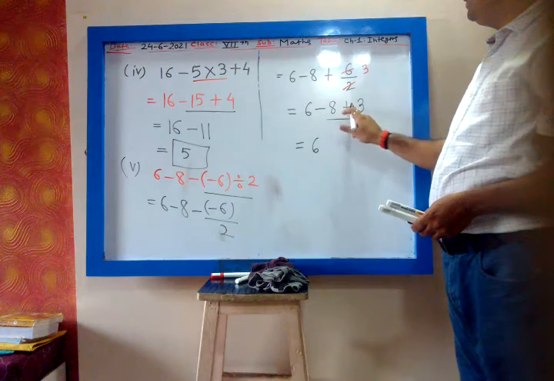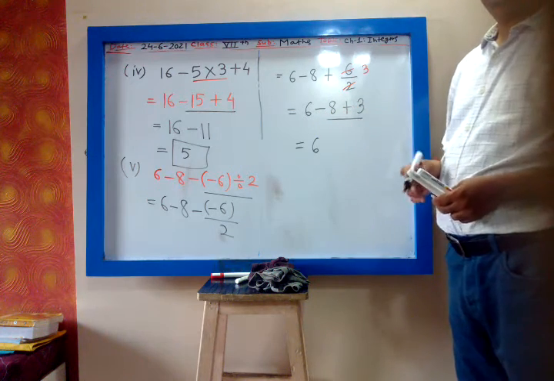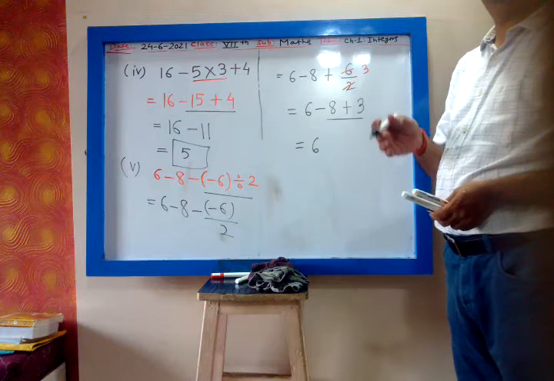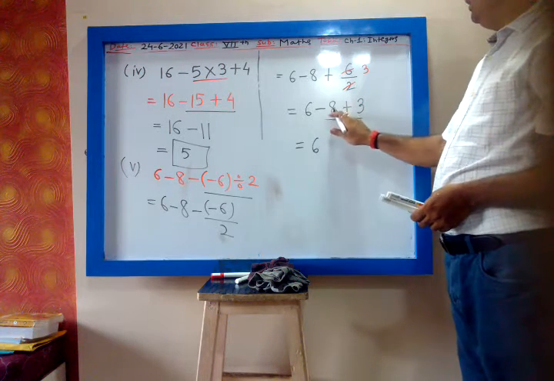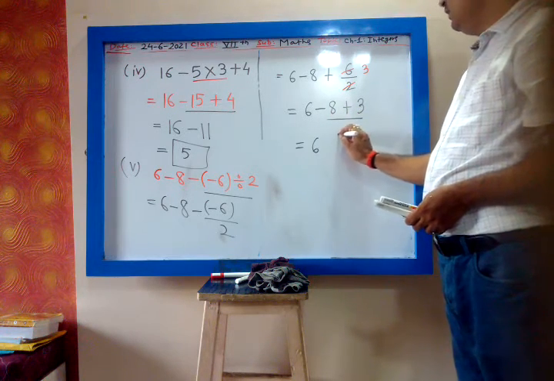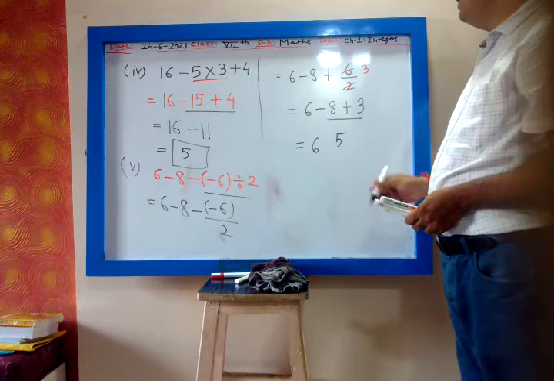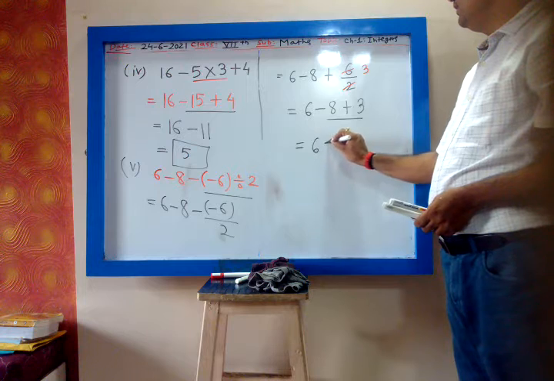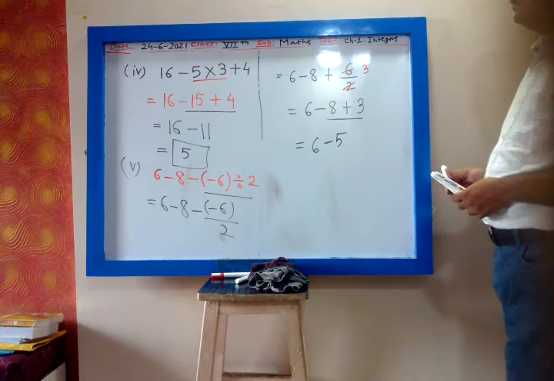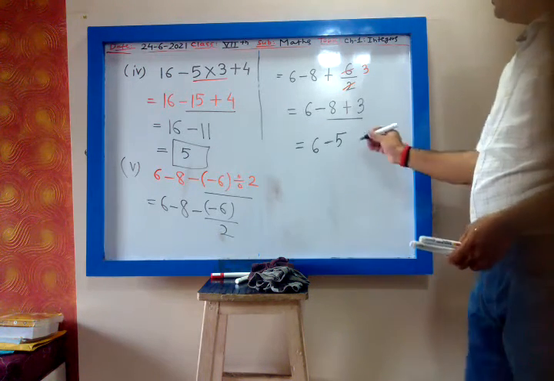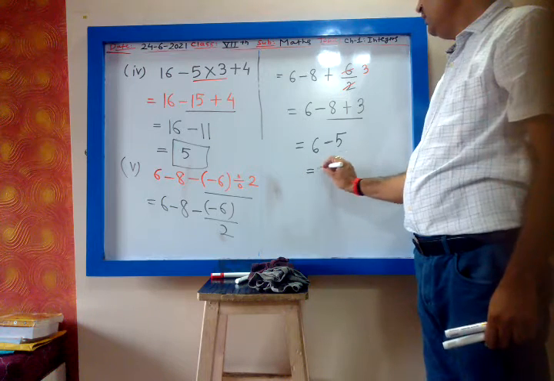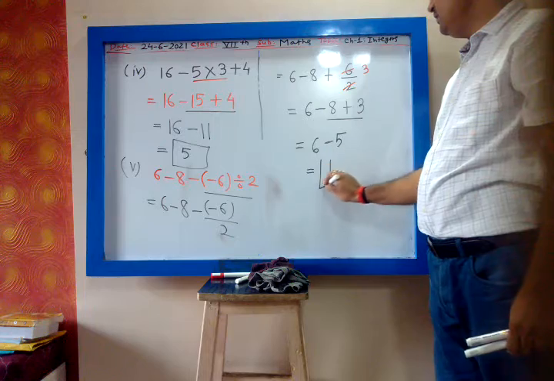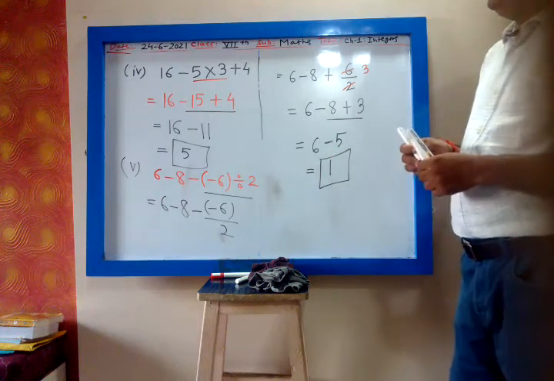Now this is minus, this is plus. Opposite sign. So whenever you have opposite signs of integers, you have to subtract smaller from bigger and take the sign of the bigger number. So 8 minus 3 is 5. Which number is bigger? 8. What is the sign of that? Minus. So this becomes minus 5. 6 minus 5 is 1, because they have opposite sign, plus and minus you have to subtract. So the answer is plus 1.